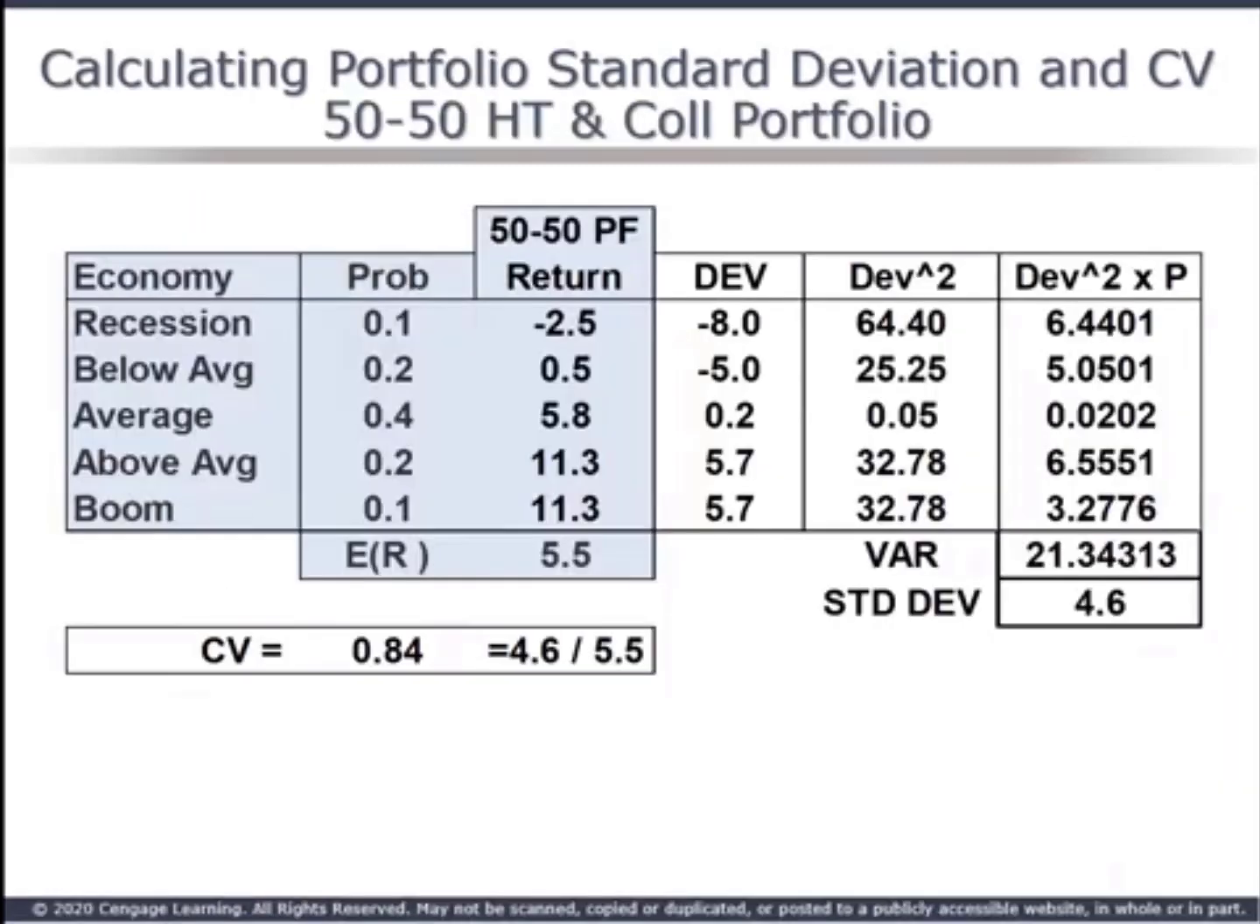This shows all the steps in finding the portfolio expected return, standard deviation, and coefficient of variation. Find the expected return of 5.5 first. Calculate the deviations. Square the deviations. Multiply the deviations times the probabilities. The sum of these is equal to the variance. Take the square root to find the standard deviation. Coefficient of variation is standard deviation divided by expected return.